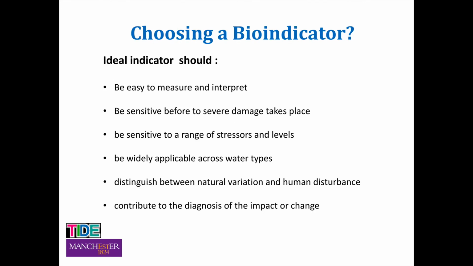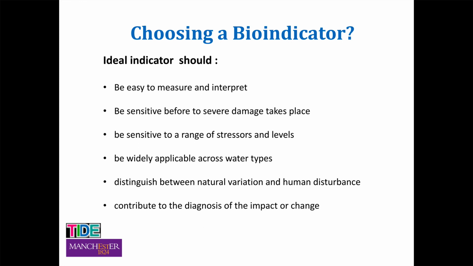So we're now seeing three different bioindicator classes: macroinvertebrates, phytoplankton and zooplankton. So how do you choose which one to do? Do you do all of them? Do you have enough time? Well, the ideal indicator should be easy to measure and interpret, be sensitive before any severe damage to the whole system takes place. So you want to pick up any major changes with these bioindicators before the whole system is affected and maybe all your fish, for example, start dying, or it affects human populations.